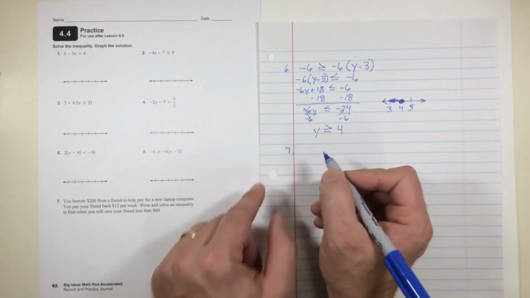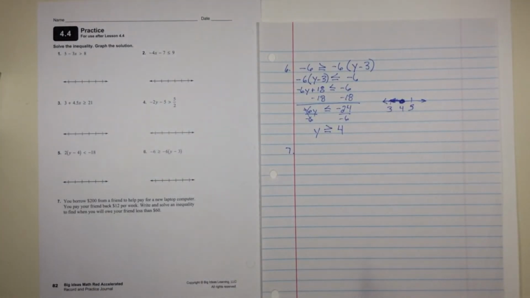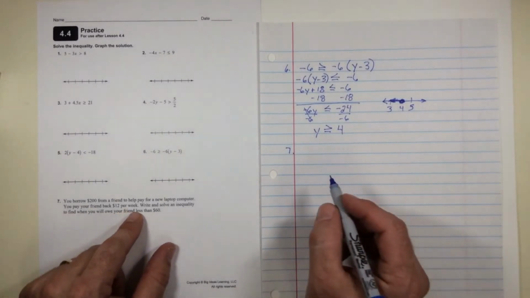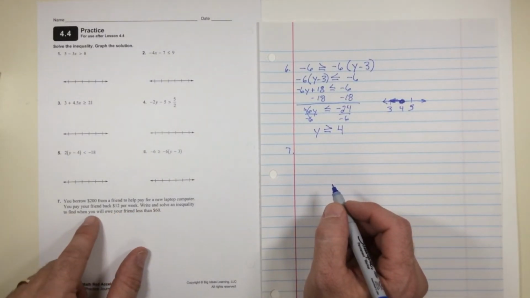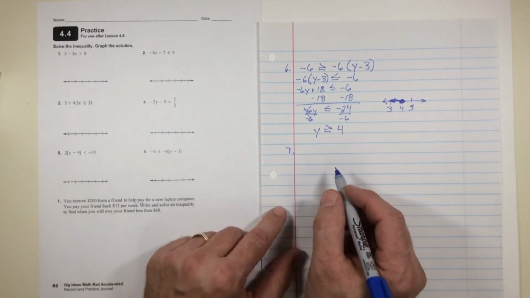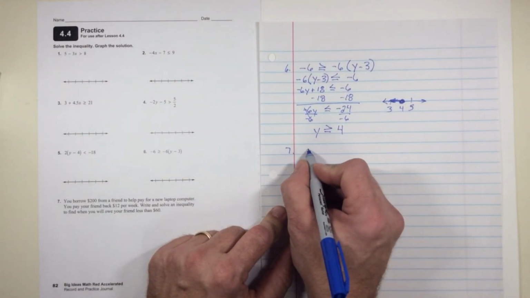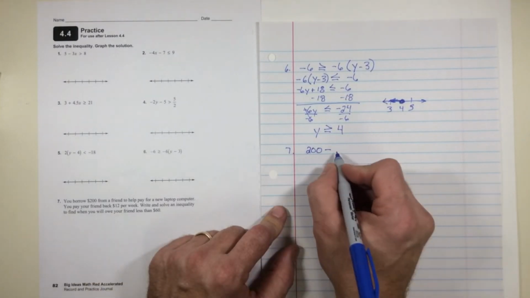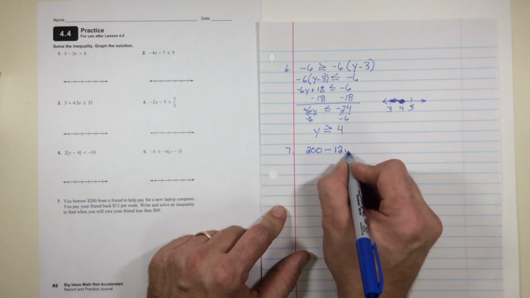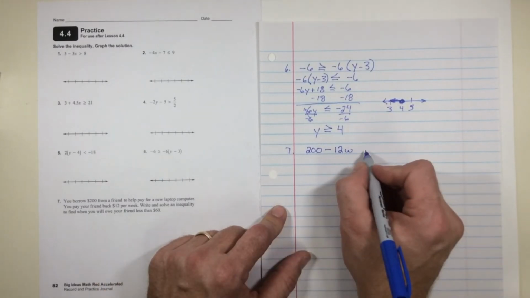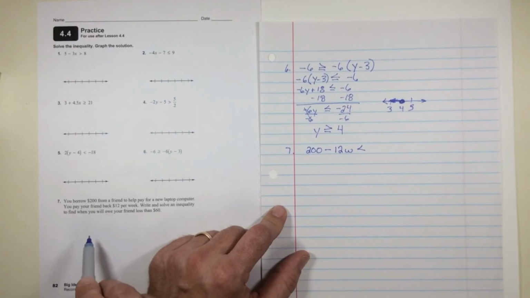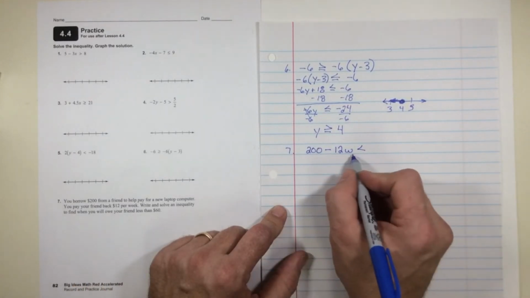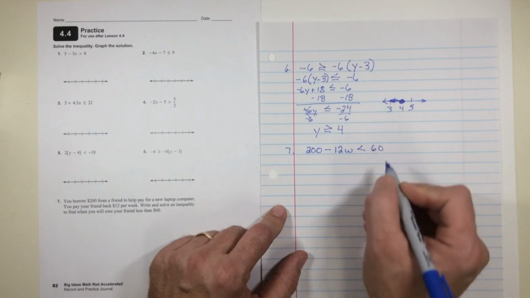Number 7. You borrow $200 from a friend to help pay for a new laptop computer. You pay your friend back $12 per week. Write and solve an inequality to find out when you will owe your friend less than $60. So I started with $200 that I owe them, and I'm subtracting from that $12 for every week. And I want to know, when will you owe your friend less than $60? Not or equal to, but less than $60.